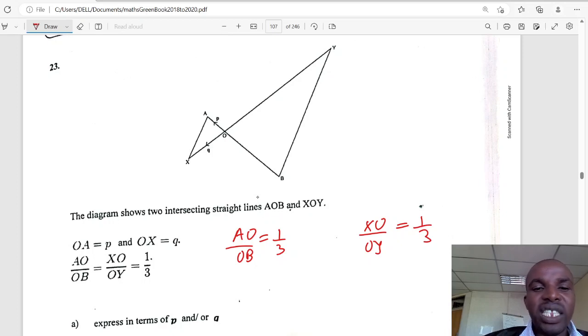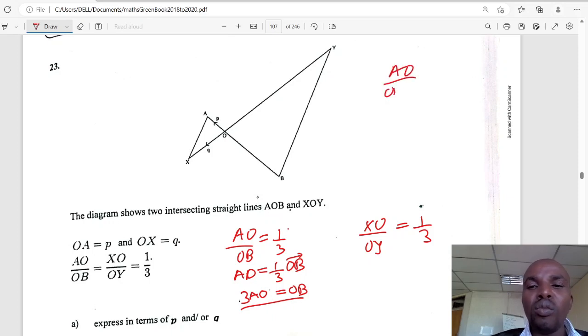Then this one is the same as AO is actually 1/3 of OB. Right? So AO is 1/3 of OB, or you can say 3AO is equal to OB. If you take 3 there, the cross multiplication on this part, because it's AO over OB is equal to 1 over 3. Cross multiply, you get 3AO is equal to OB, which means OB is 3 times AO. So this one will be 3P, because AO is P. So which means OB is 3P.